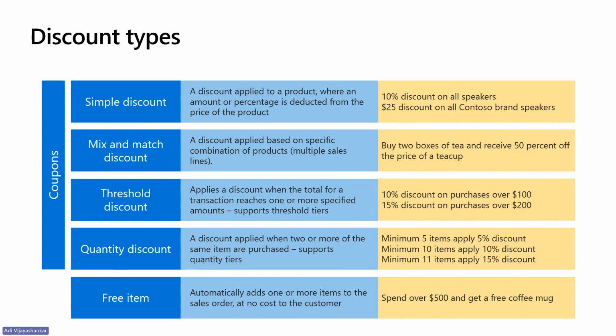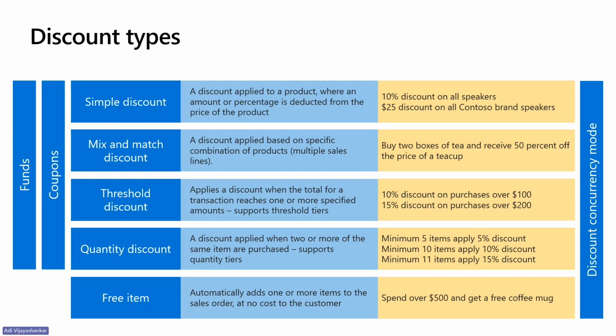Coupons are codes that are linked to discounts and used to add discounts to transactions. Fund is the collection of a discount amount. When any discount is applied, that gets deducted from the discount fund. Discount concurrency mode decides which discounts compete on a transaction and which discounts can be compounded.